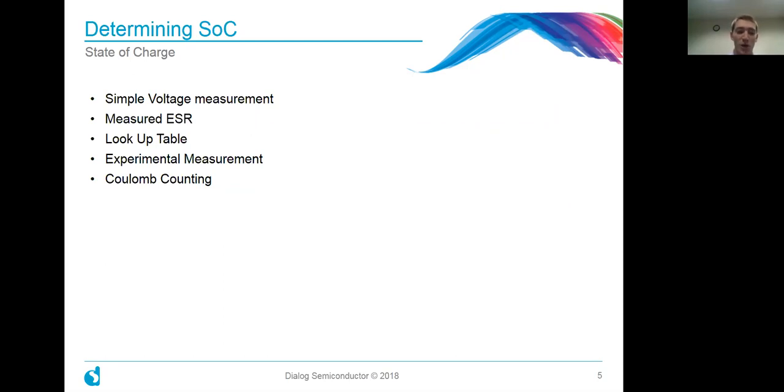There's a little bit more complicated setups you could do by measuring the ESR. So you could open up the circuit, have a fixed load, measure the ESR, and that's going to give you a more accurate estimate, but that's a little bit more circuitry, a little bit more complicated. You could have lookup tables, you could have experimental measurement.